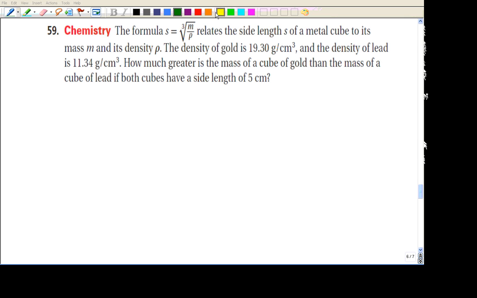So for gold, I'll write it in yellow. Okay. So for gold, when we use this formula here, S, the side length for both of these is 5. So we'll have the cube root of, we're solving for the mass over the density, which for gold is 19.30.